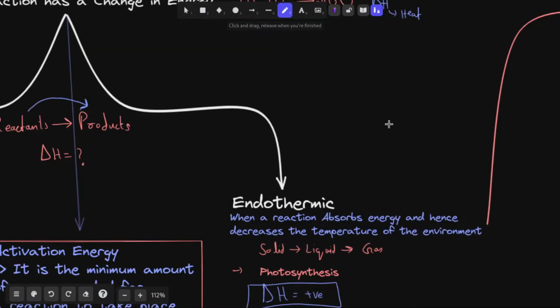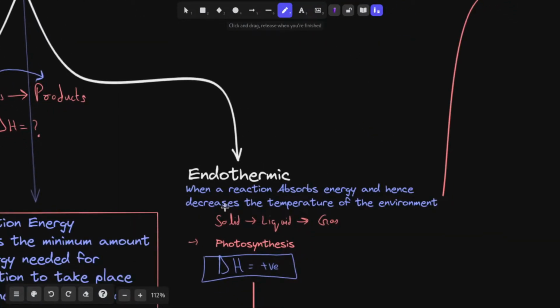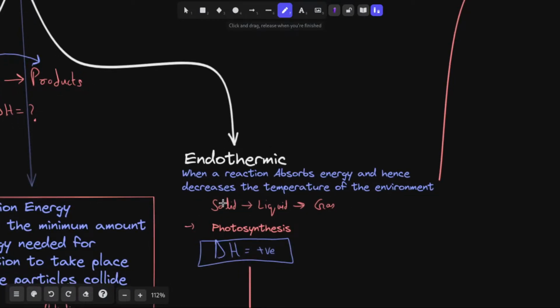So when a reaction absorbs energy and hence decreases the temperature of the environment, that process is known as an endothermic reaction. And in terms of the state changes, you could think of it as solid turning into a liquid and then turning into a gas. Basically, so that you turn, for example, ice to liquid, you will be heating the ice, right? And that is providing energy, and that is an endothermic process.